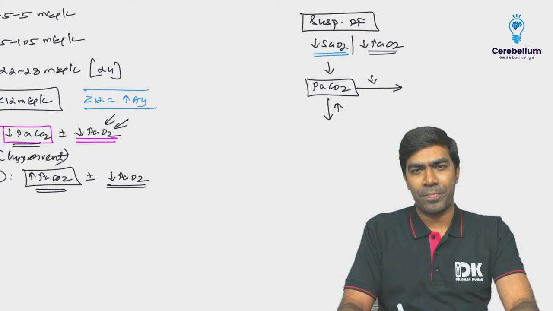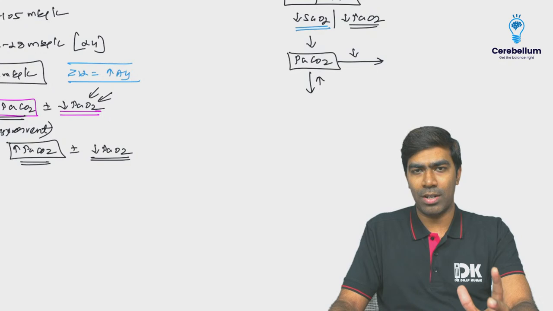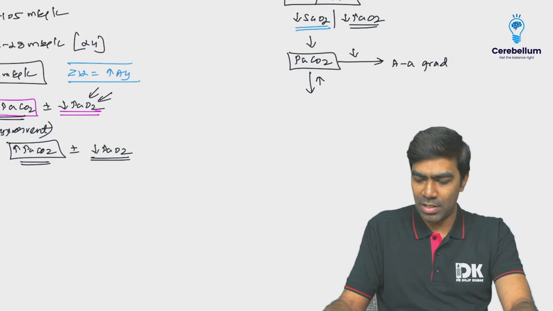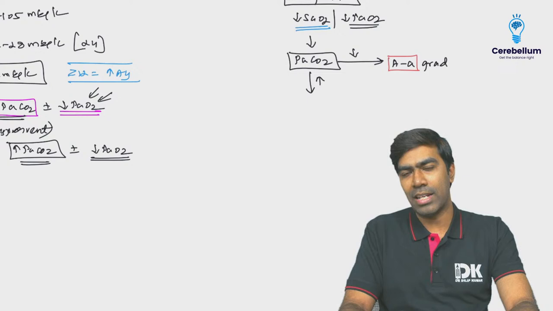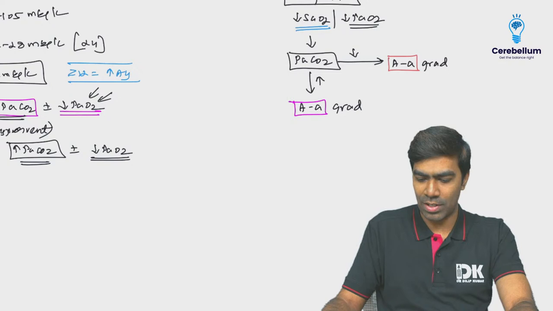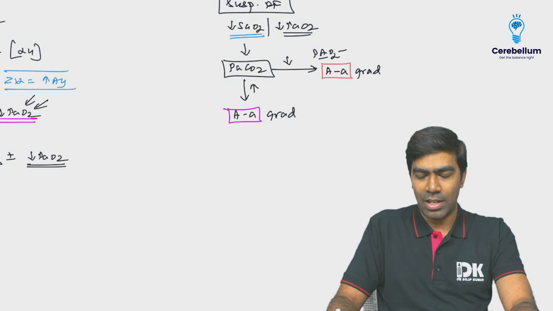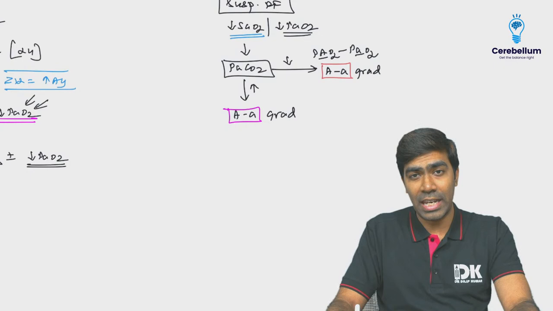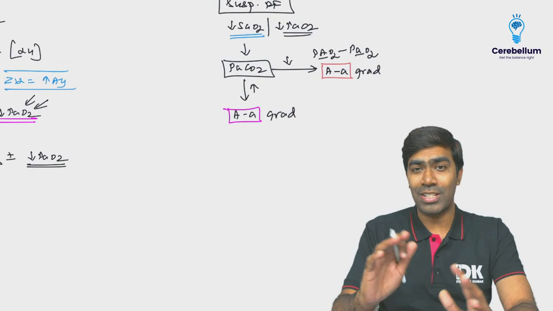Whatever may be the situation, one of the most important crucial calculations that you have to do is the AA gradient. I repeat, you have to do something called the AA gradient. That is called the alveolar arterial oxygen gradient, or simply A-a gradient. So what do you mean by AA gradient? You're going to see the partial pressure of alveolar oxygen and subtract from that the partial pressure of arterial oxygen. So the capital A is alveolar oxygen, the small a is the arterial oxygen. You are going to subtract both. So that is the A-a gradient.